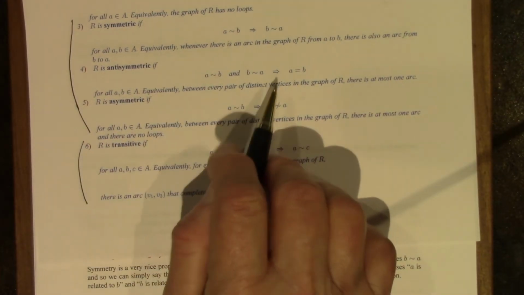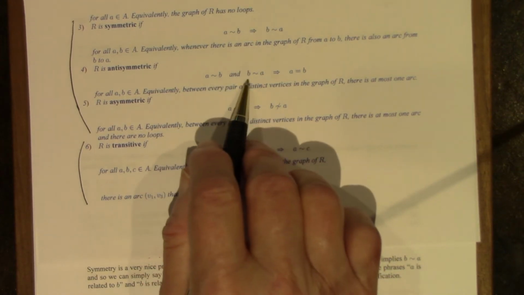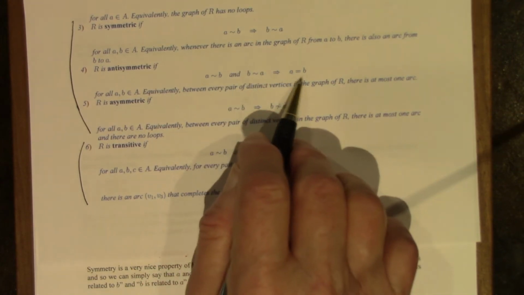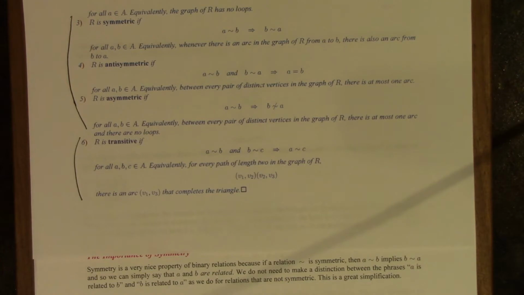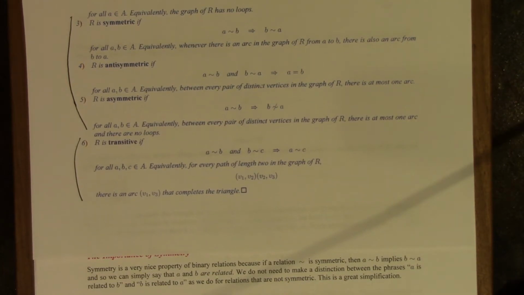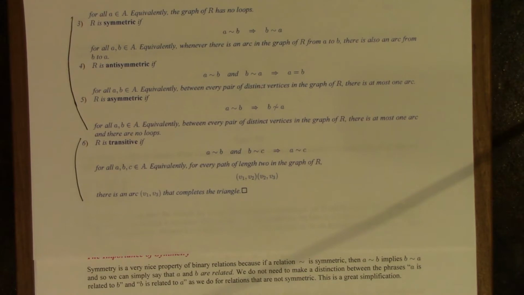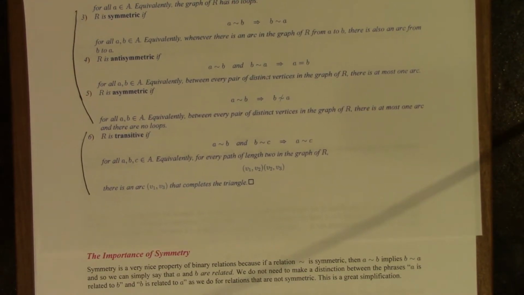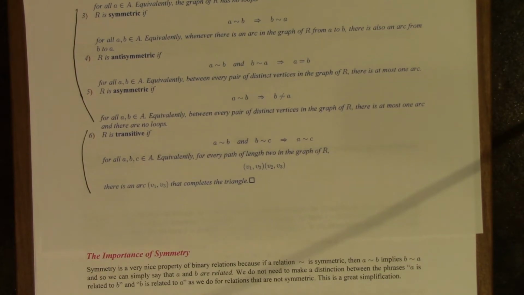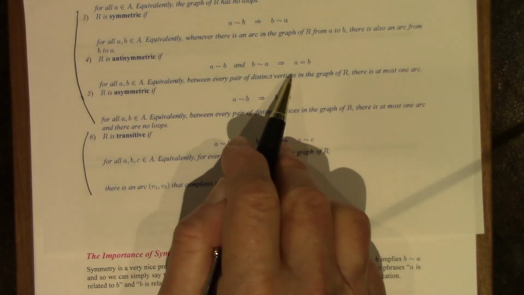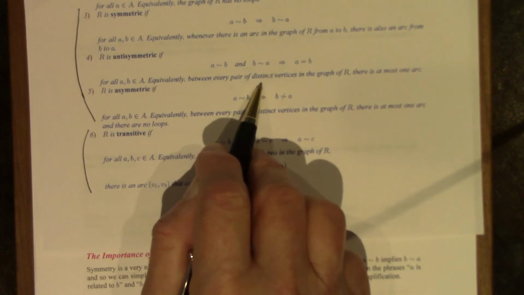Antisymmetry is this: A related to B and B related to A implies A equals B. So another way to say that is that between every pair of distinct vertices, there's at most one arc. If you have arcs going in both directions, the vertices have to be the same. And then the arcs become a loop. Okay? So there's at most one arc between every pair of distinct vertices.